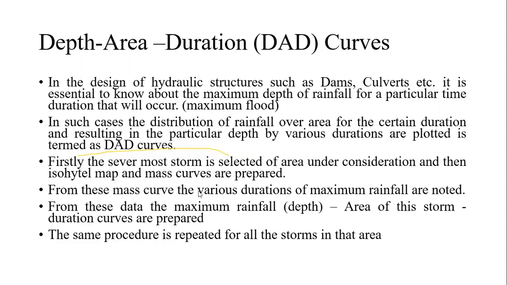Okay, म्हणजे आपण काय केलं की एका पर्टिक्युलर स्टॉर्म घेतला, एक पर्टिक्युलर पाऊस पडलेला घेतला, त्याचा आपण काय केलं? मास कर्व काढला. मास कर्व काढून आपण काय केलं? त्याचा आयसोहाइडल मॅप तयार केला. म्हणजे काय केलं आपण? त्याचा फ्रिक्वेन्सी सॉरी इंटेन्सिटी ड्युरेशन कर्व काढला. इंटेन्सिटी ड्युरेशन कर्व आपण काय कळालं? तर किती वेळासाठी जास्तीत जास्त पाऊस पडला आणि त्याची इंटेन्सिटी काय होती हे कळालं.